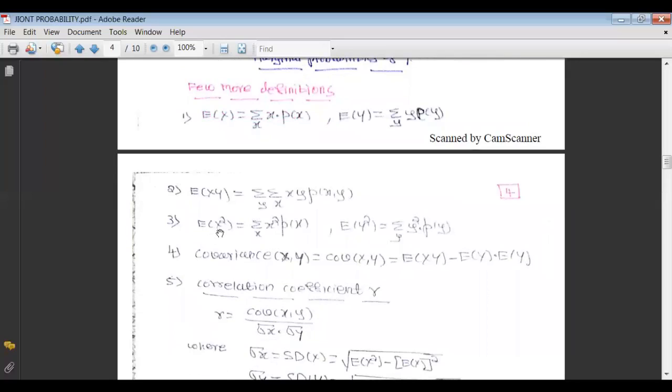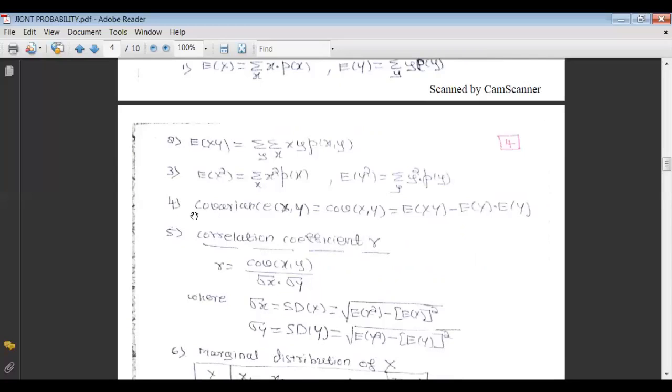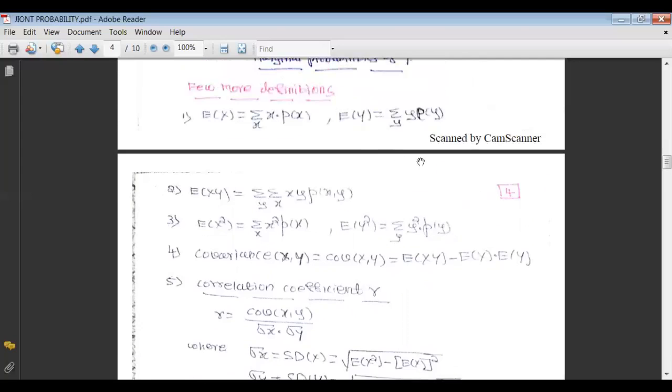Next, the expected value of x square, which is also familiar from the third module. It is given as the summation of x square into p of x, and the expected value of y square as the summation of y square into p of y. Now this is the covariance of xy, denoted as COV of xy. It is defined as the expected value of xy minus the expected value of x into the expected value of y, where the expected value of xy is given like this, and the expected values of x and y are given in this way.